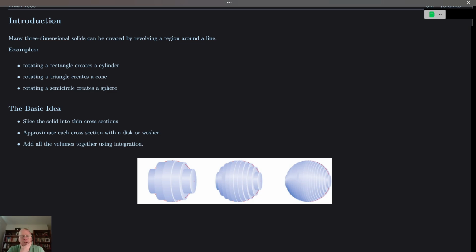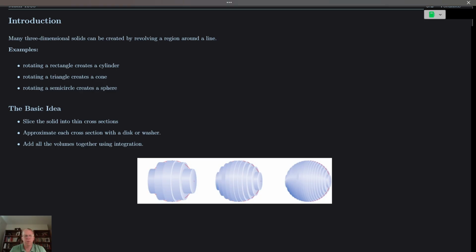So what we're doing here is finding volume. We're using integrals to find the volume of different shapes. The shapes could be regular shapes, like a sphere or a cylinder, or the shapes could be irregular that come from graphing various functions. So just to give an introduction and the way to think about this.